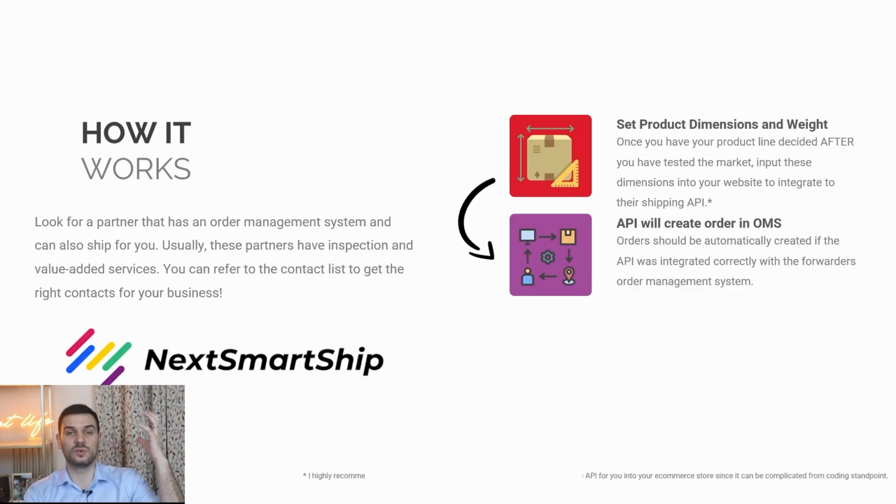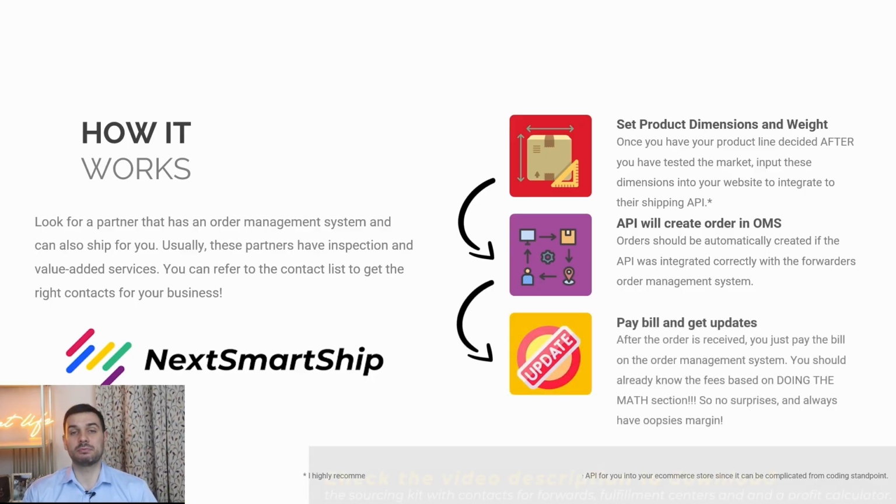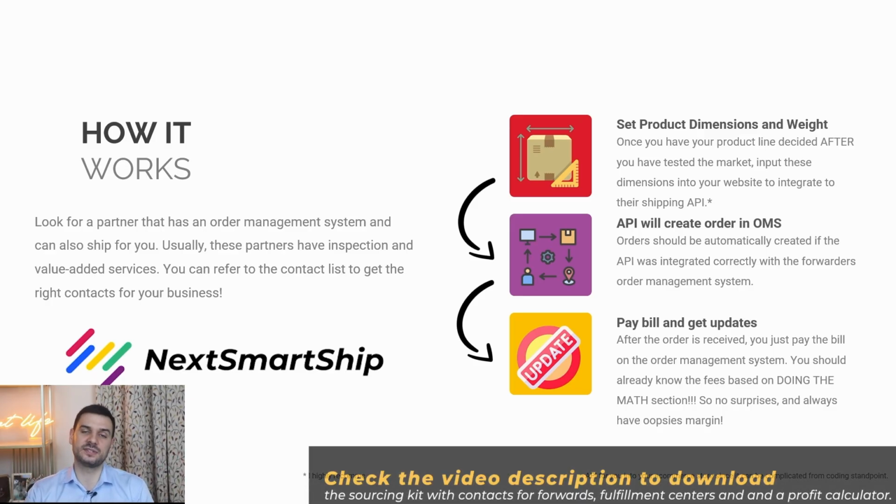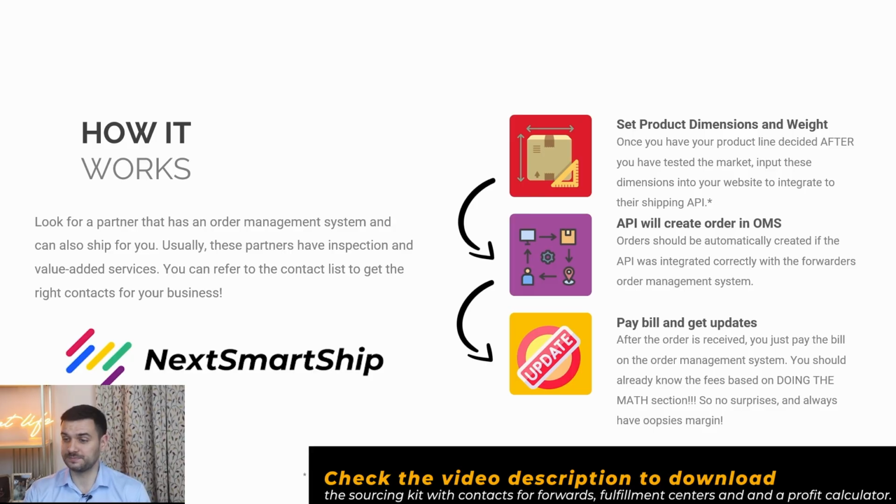So when the order is placed on your website, it is then communicated to Next Smart Ship's platform, and they will send you updates of where the product's at, if it's at the warehouse, if it's being shipped, and essentially you don't have to touch the product at all. After the order has been placed on the order management system, in this case Next Smart Ship, which I have details about all their fees and services in the documents section of this course, then you just need to pay the bills and get updates.